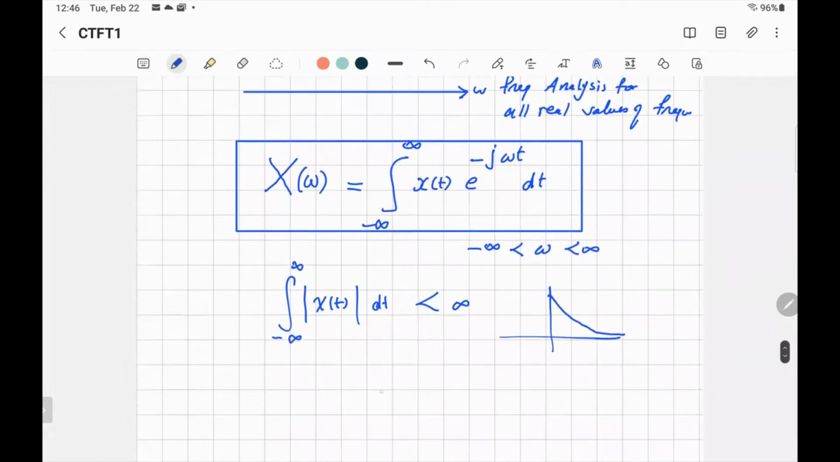But if you have something like that, a ramp, you find that the area just goes to infinity. If it goes from minus infinity to infinity, that would be hard. So you have to check for what we call the existence condition.